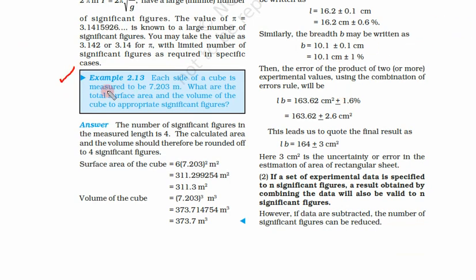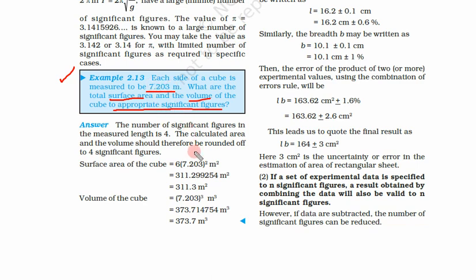So example 2.13. Each side of a cube is measured to be 7.203 meter. So side is 7.203 meter. What are the total surface area and volume of the cube to appropriate significant figures? So we have been given this side a, and we have to tell what is the total surface area and volume. So we know that calculating total surface area and calculating volume is not a big task, but we have to do it with appropriate significant figures. So let us solve this problem.